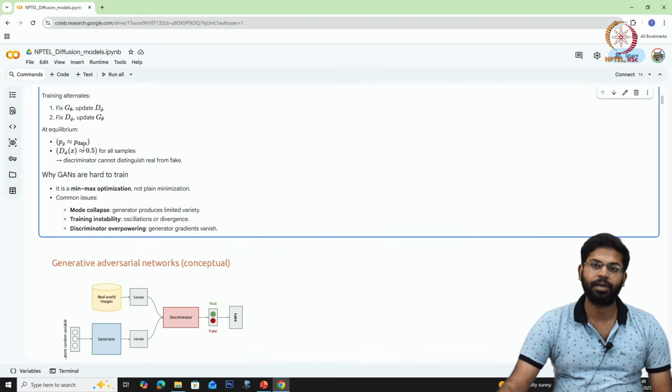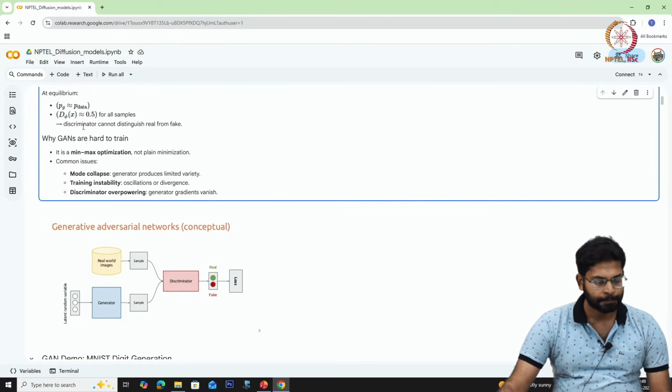And discriminator, if the generator data is very good, like real data, then your discriminator fails to classify them as real versus fake. So D_phi(x) almost becomes 0.5 for all samples. It is not able to distinguish.